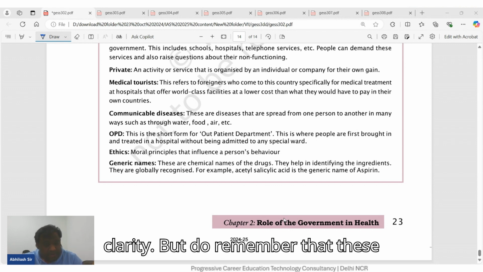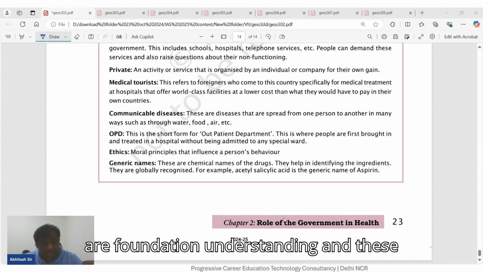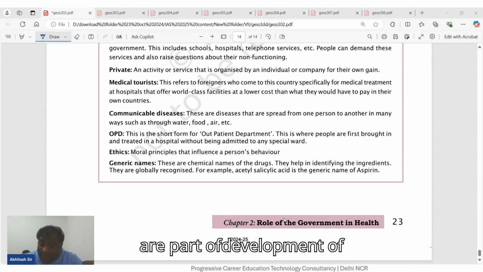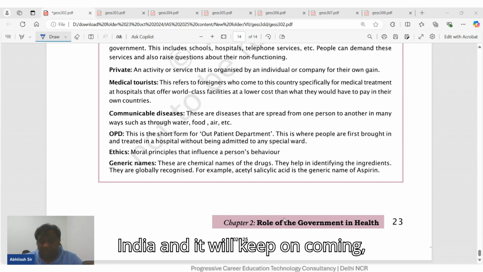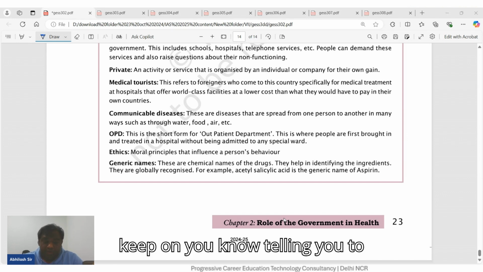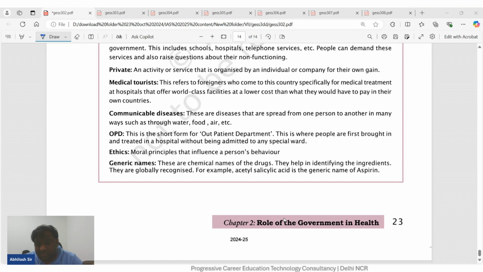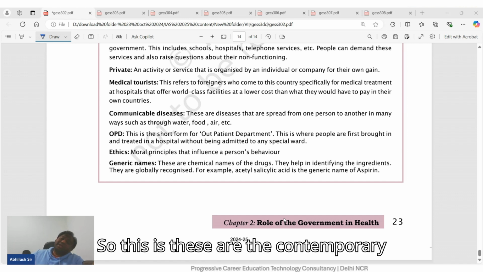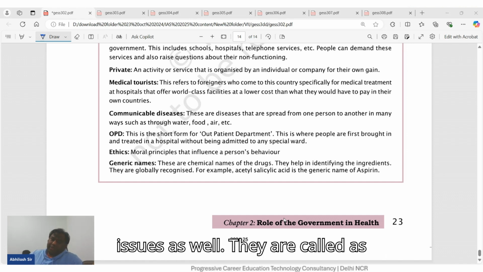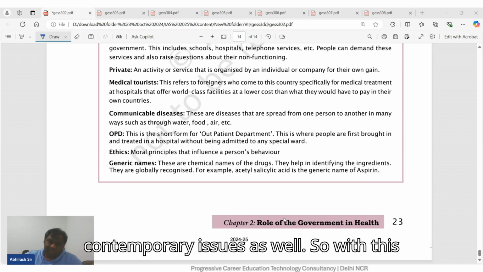But do remember that these are foundational understandings, and these are part of the development of India, and they will keep on coming, keep on telling you to figure out new ways to address the challenges which are there currently. So these are contemporary issues as well. They are called contemporary issues as well.